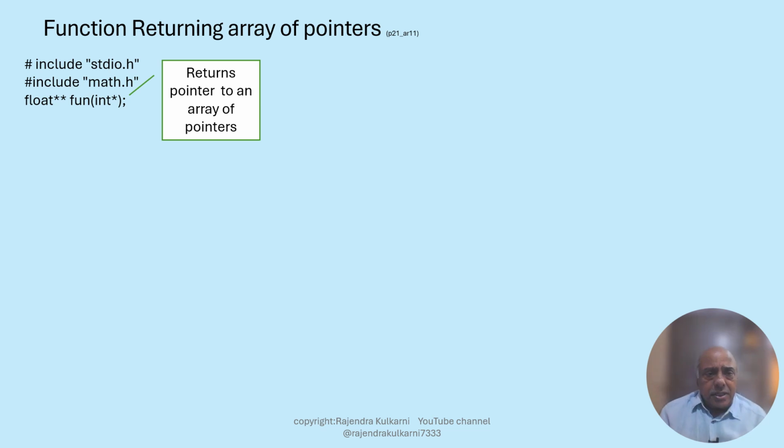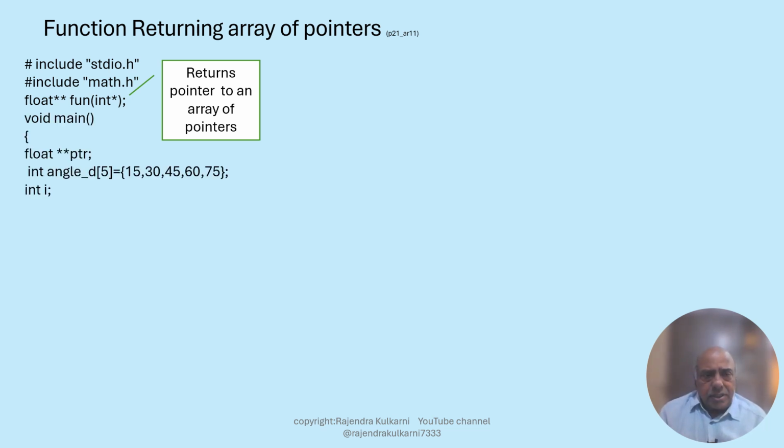We have declared a function float star star fun into the bracket int star. So this prototype tells us that the function will be returning a pointer to a pointer of data type float, and to this function we are going to pass a pointer of type int.